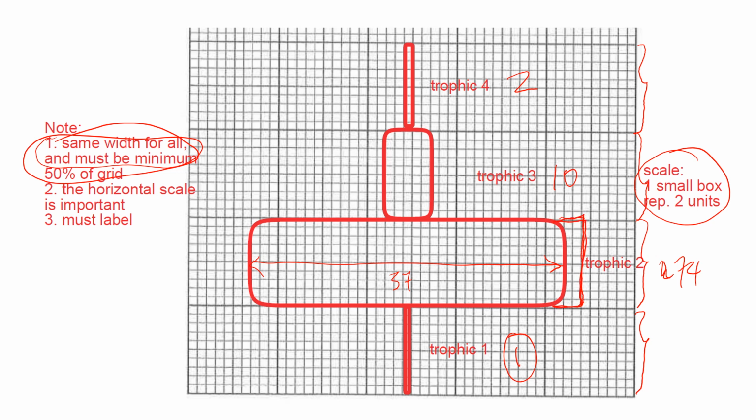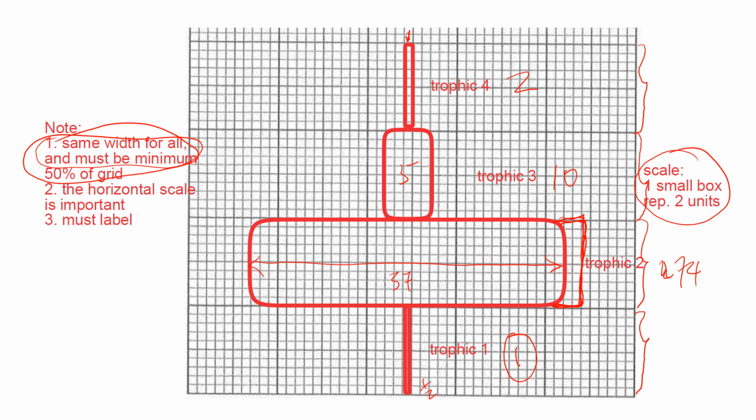Okay, so yeah, I also make a careless mistake. So it's under here. For trophic 3, because it is 10 of them, there are only 5 small squares. For trophic 4, because it's 2, it is 1 square. And for trophic 1, it is half a square. Okay, this is 3 marks.